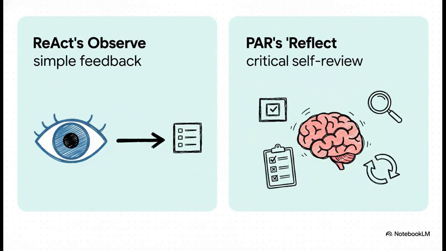Well, ReAct's observe step was pretty simple. The agent would do a search and just observe the results that popped up. Basic feedback. But PAR's reflect step is a much deeper, more cognitive process. The agent doesn't just see the results, it evaluates them. It's asking itself, okay, are these results actually good enough to help me reach my goal? Did I make a mistake somewhere? And how can I do this better next time?